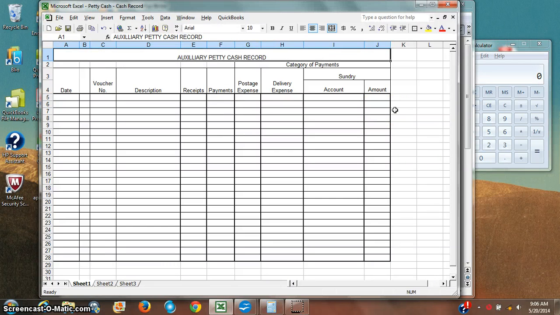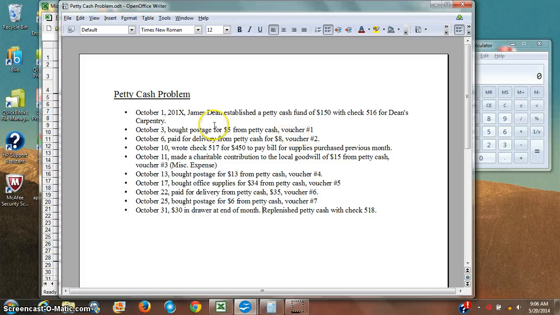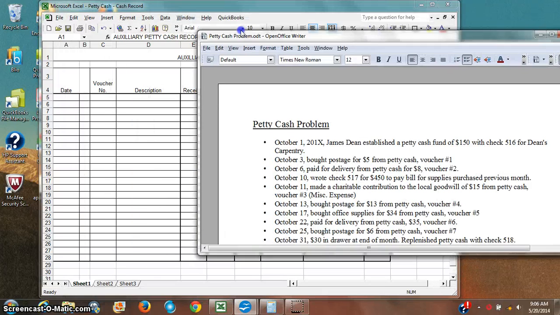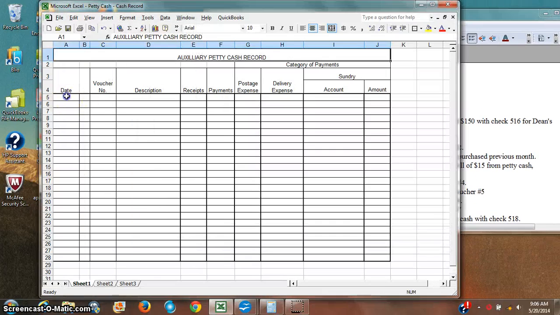So now I'm going to do a petty cash problem where I'm going to establish a petty cash account and then I'm going to keep track of it. So here's the data for this problem. October 1, James Dean established a petty cash fund of $150, and I'm doing this with a check for Dean's Carpentry. So the first thing I'm going to do is put this in my petty cash journal.